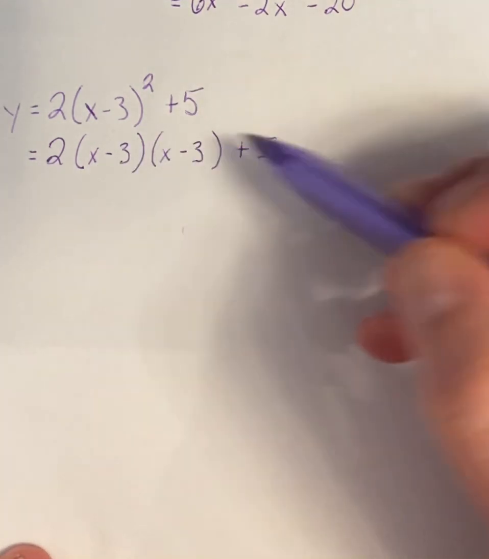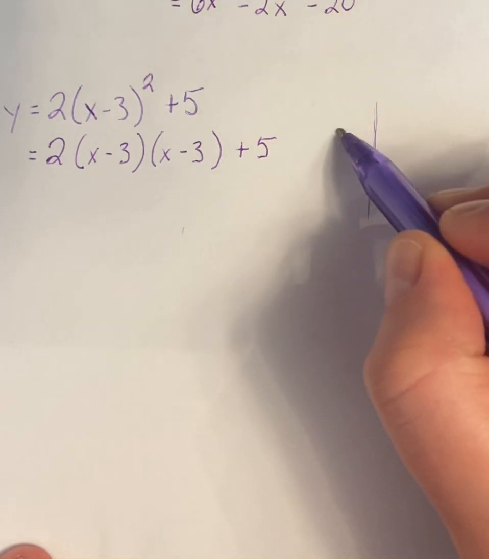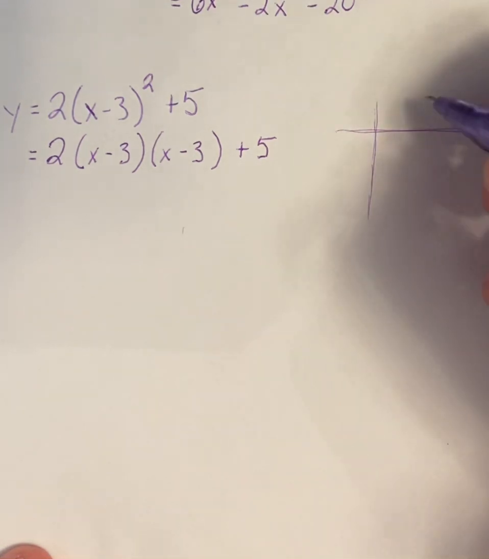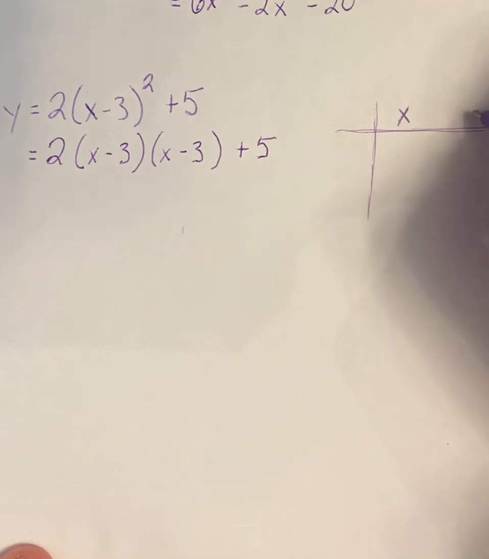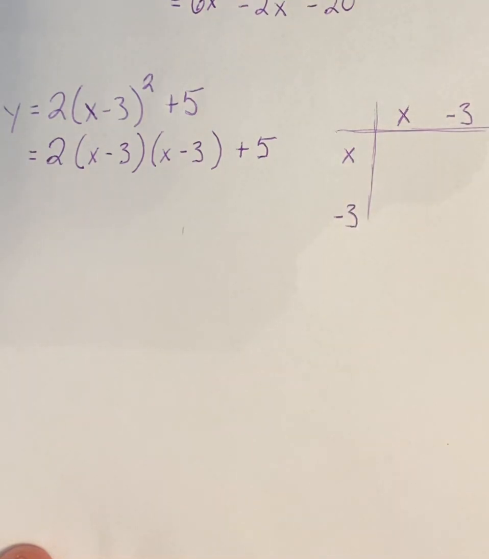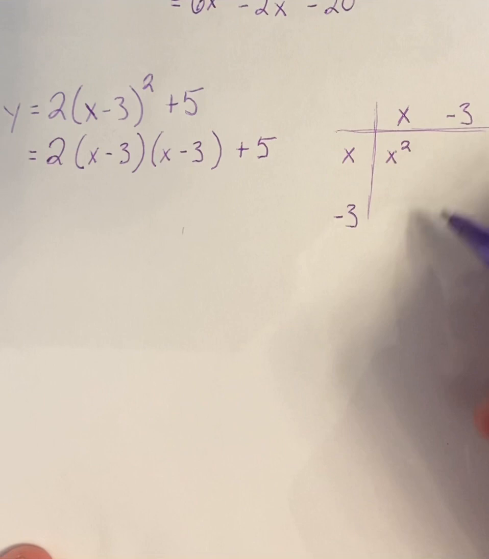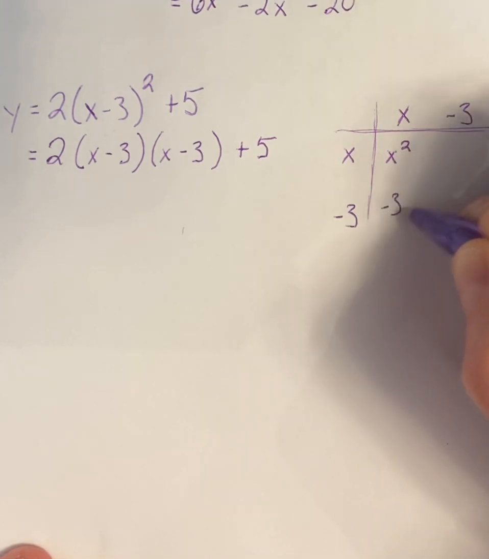So you can do the rainbow method. I'm going to use the tic-tac-toe or the box method just so it stays in a small space. You are welcome to do the other method. It says x minus 3 and x minus 3. Okay, so x times x gives me x squared, negative 3x.